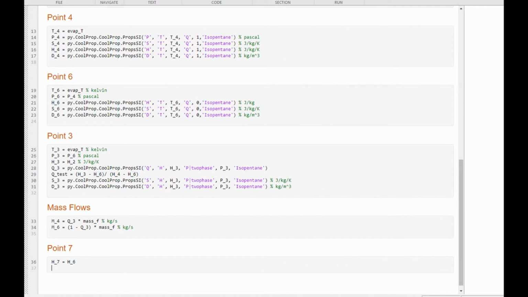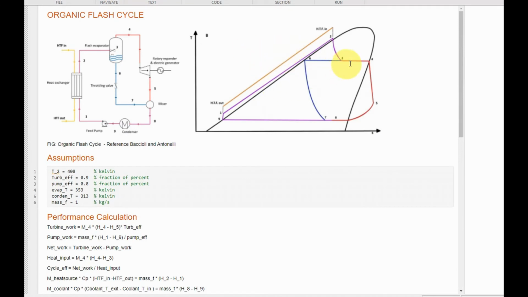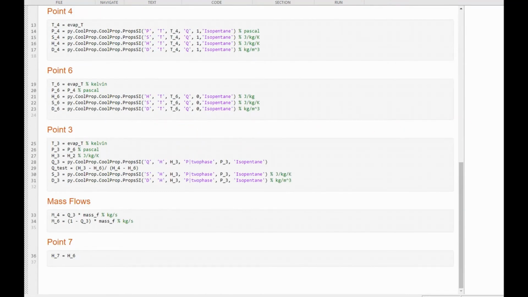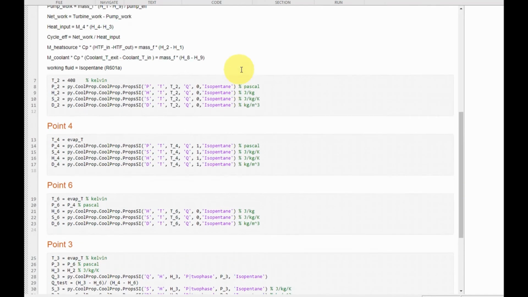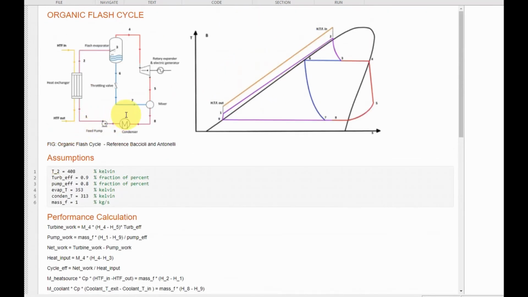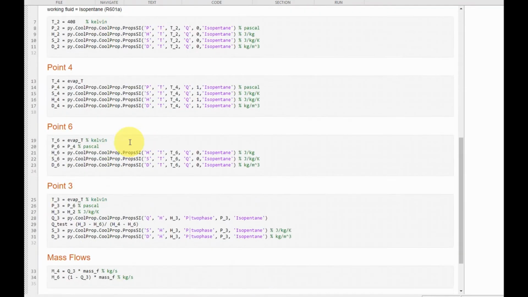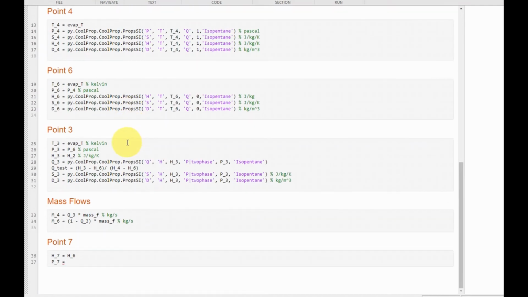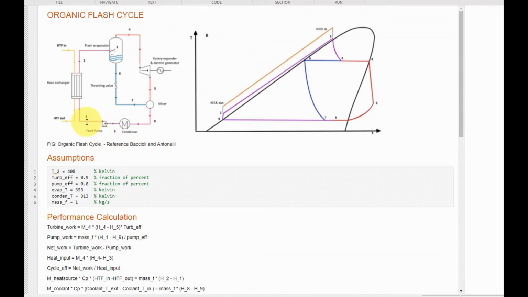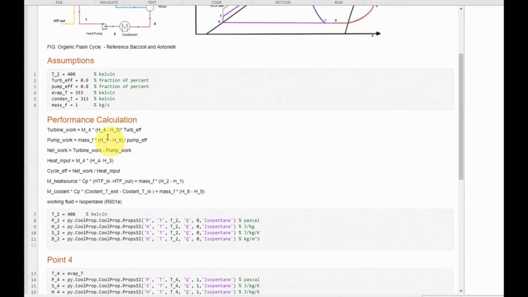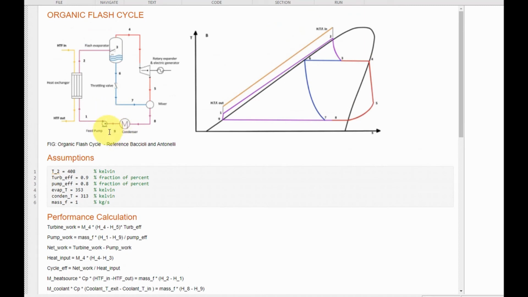And then we also know that this fluid comes back down to the condenser pressure. So the throttle valve brings the pressure down to the condenser pressure. So we can specify that P_7 will be equal to P1. But at the moment, we don't know P1. So we need to obtain the value for P1. Since we know the temperature, we can find the pressure.